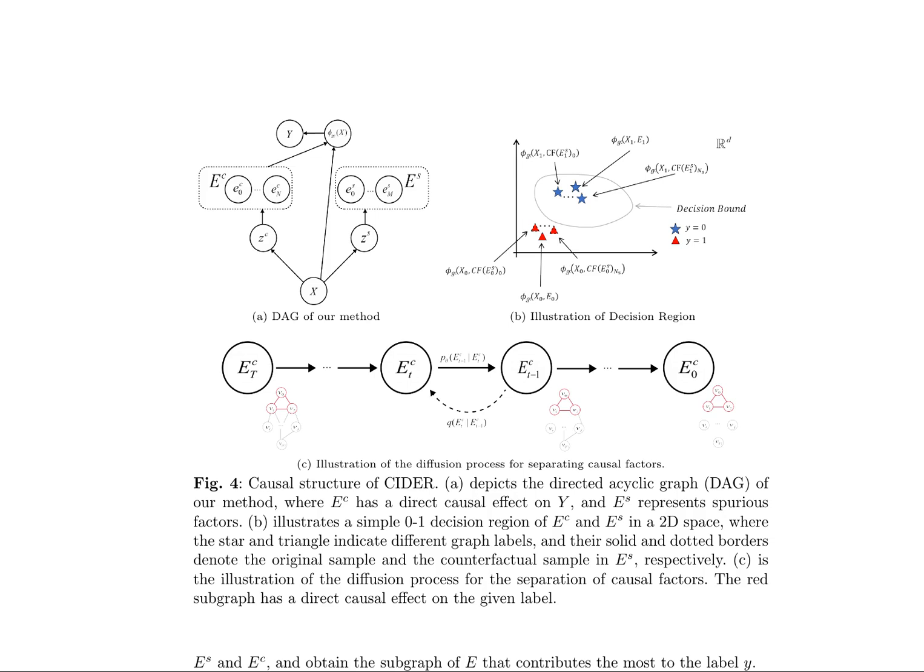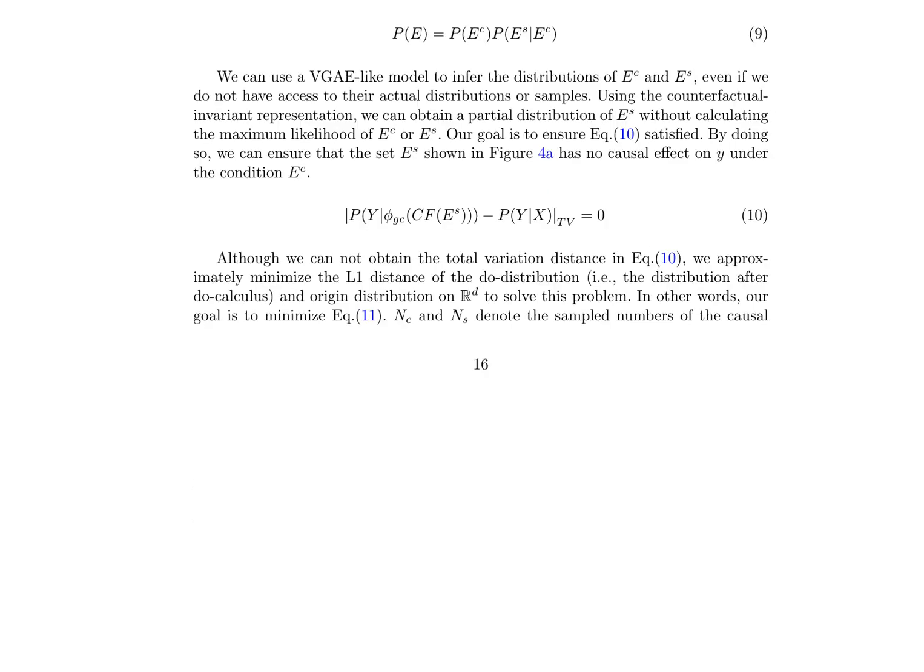The objective is to satisfy equation 10, ensuring that the set S-bound in Figure 4a has no causal effect on Y under the condition EC. This is achieved by minimizing the total variation distance between the do distribution and origin distribution on Y, as expressed in equation 10.